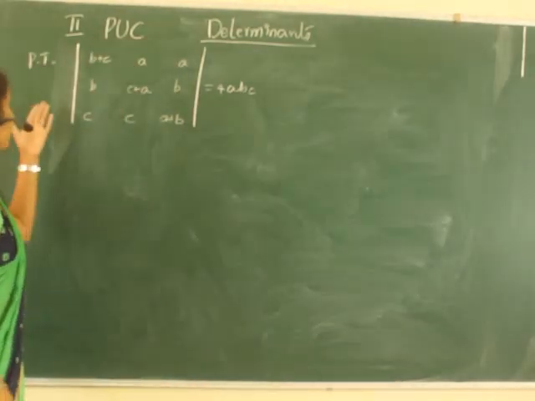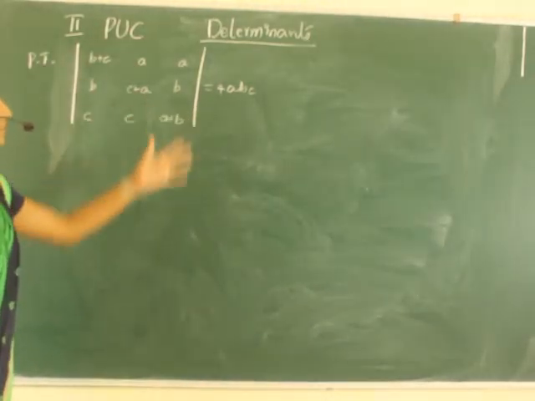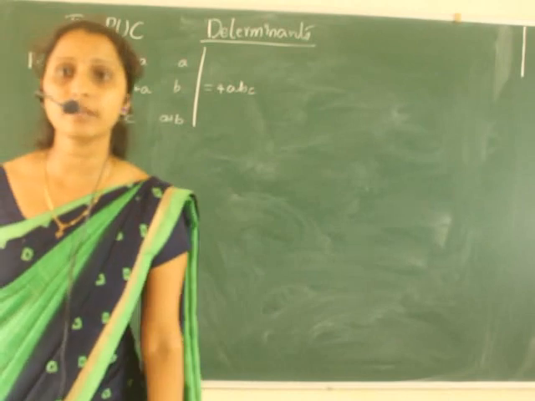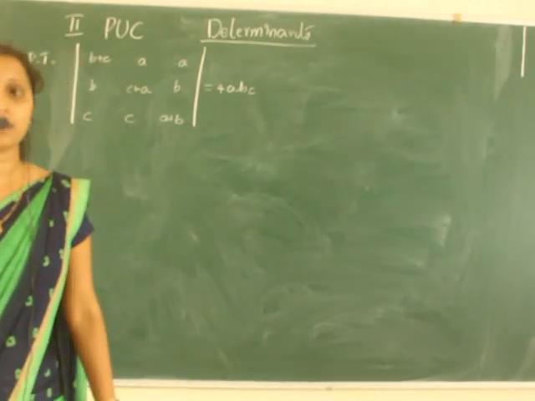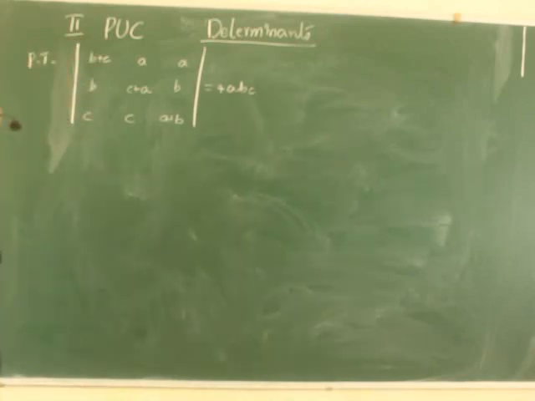Next problem is prove that the determinant with rows (b plus c, a, a) and so on is equal to 4abc. So this is also a problem of proving the determinant without expansion. So what can we do here? Here it is b plus c, a, a. This is given, so we have to use the properties of a determinant to prove this. How can I prove it?